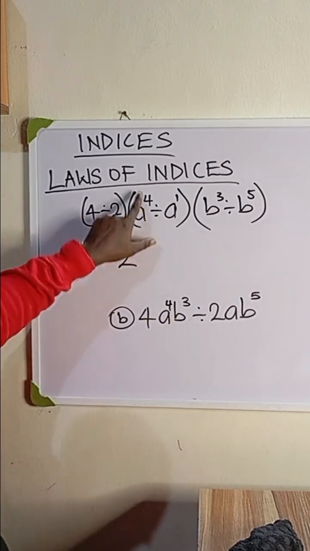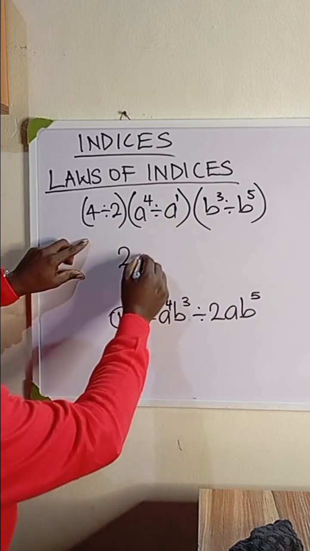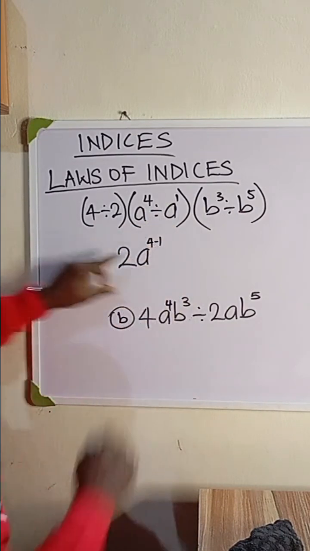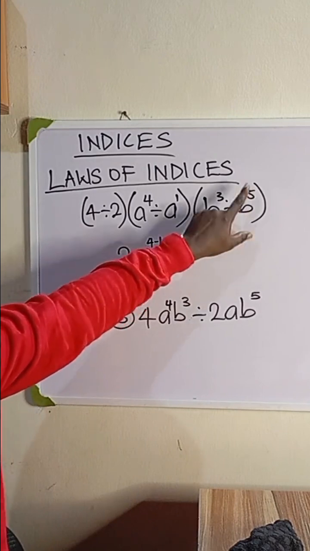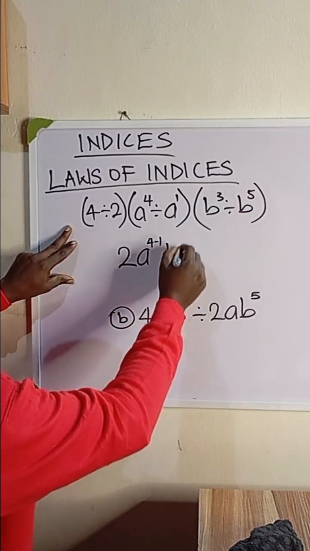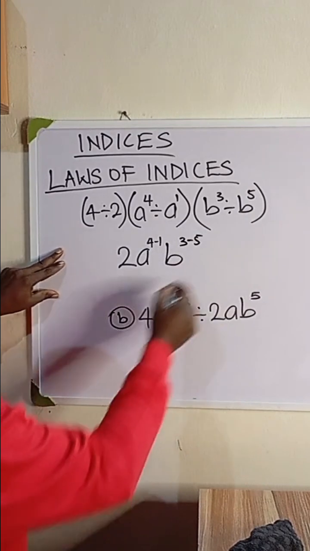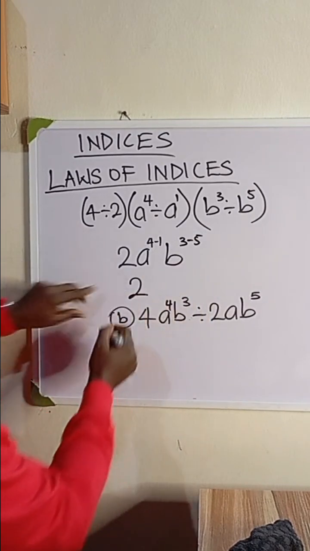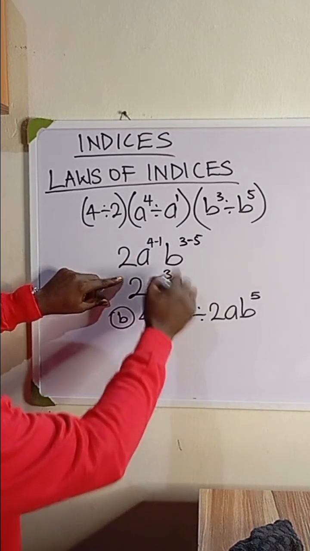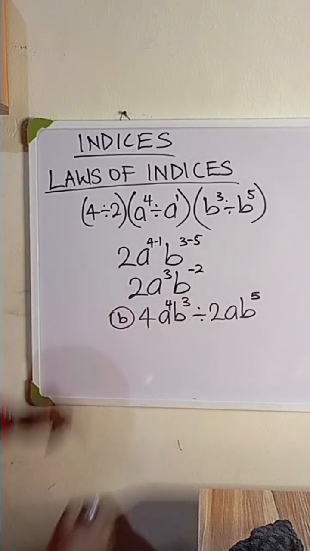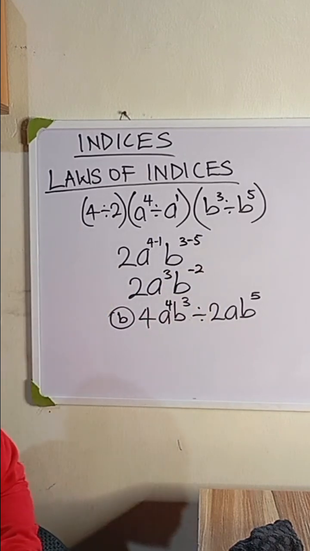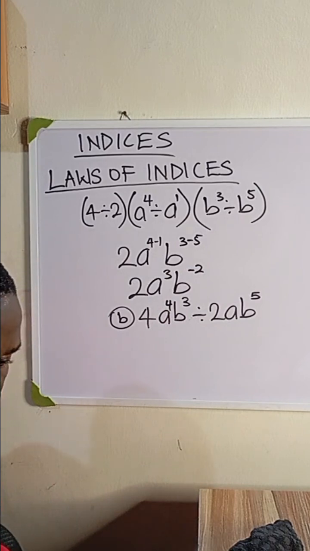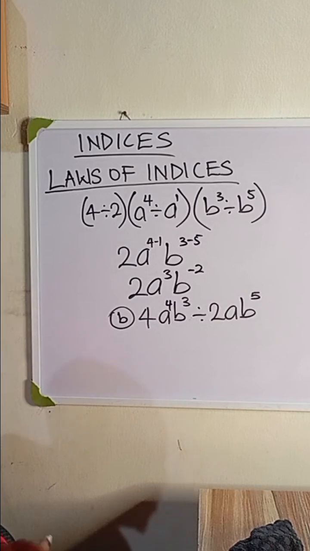A to the power of 4 divided by A to the power of 1 gives us A to the power of 4 minus 1. B to the power of 3 divided by B to the power of 5 gives us B to the power of 3 minus 5. And that would be 2 to the power 2, A to the power of 3, and B to the power of minus 2. So that would be the correct answer. Congratulations to everyone that got the answer correct.